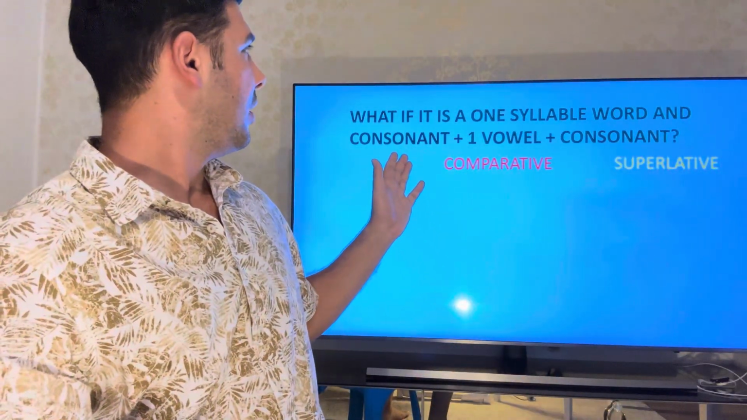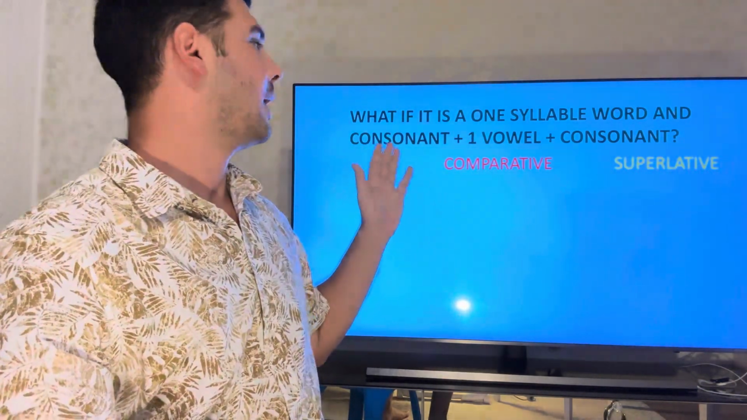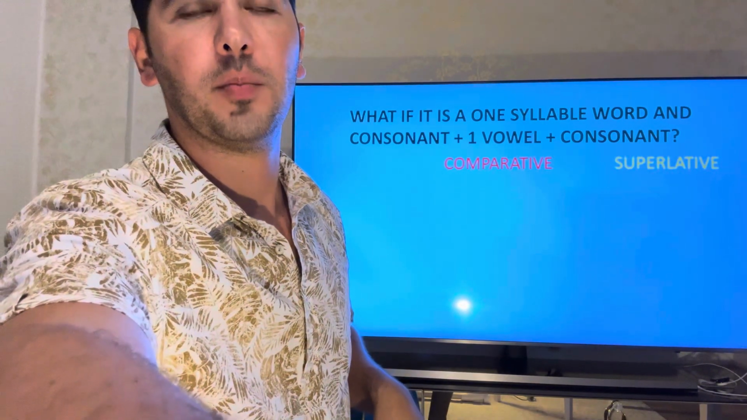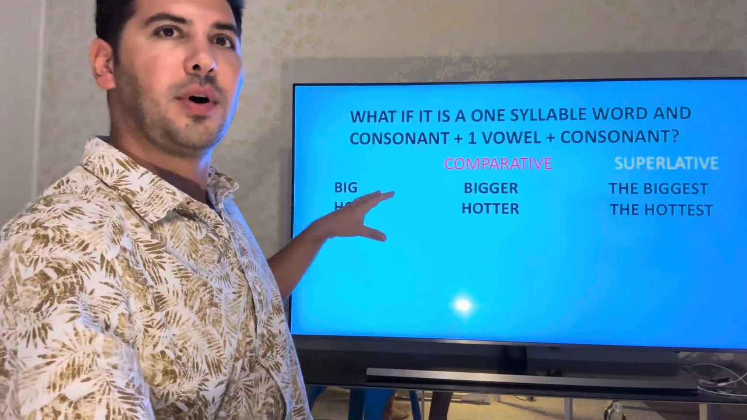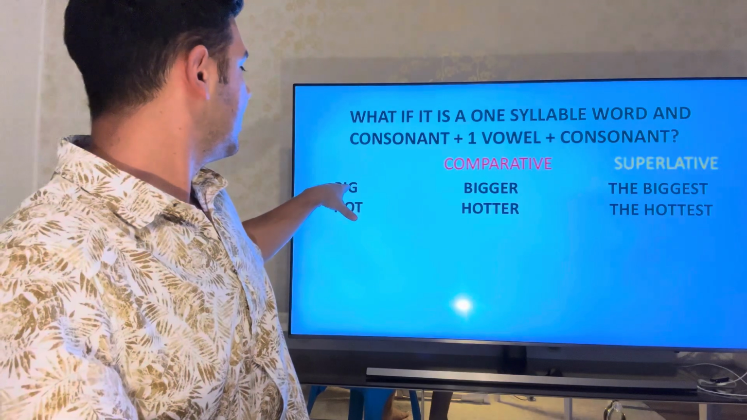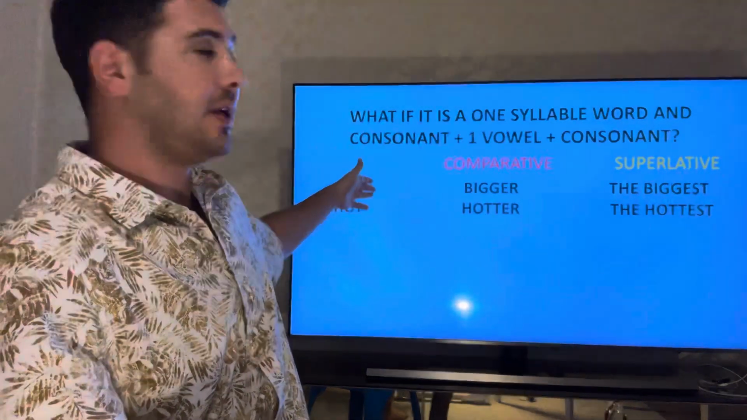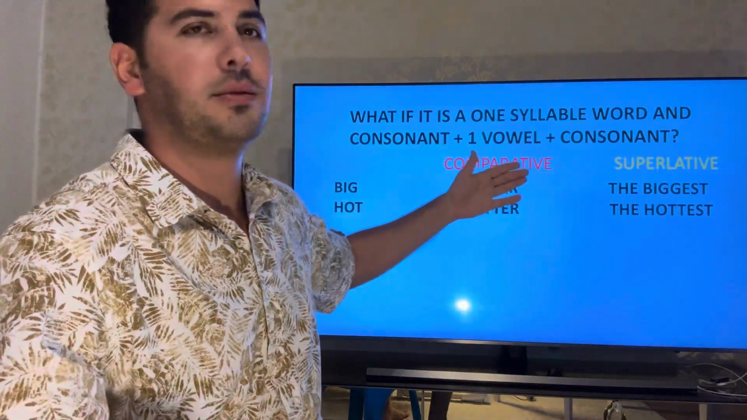What if it's a one-syllable word and consonant plus one vowel plus consonant? I mean, what about big or hot? We add one more consonant from the last consonant letter. For example, G plus one more G. Big, bigger, the biggest. Hot, hotter, the hottest.